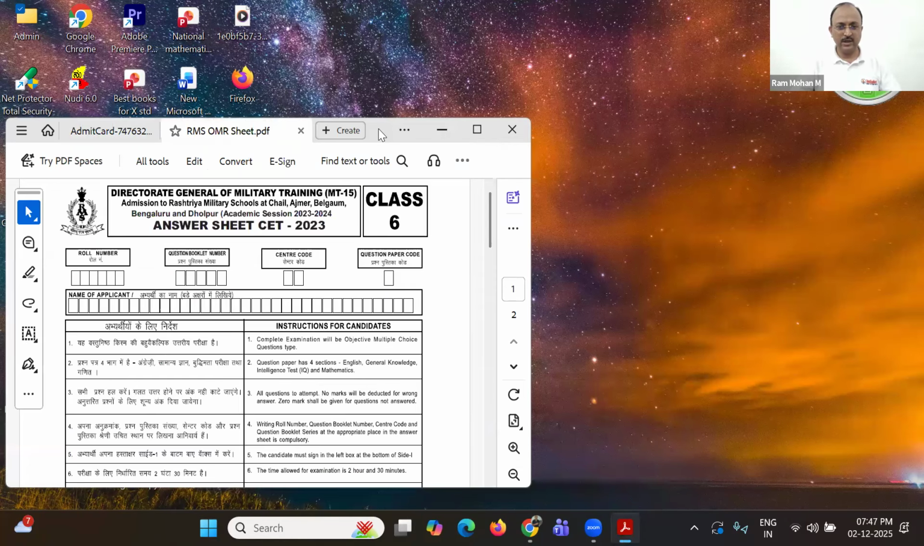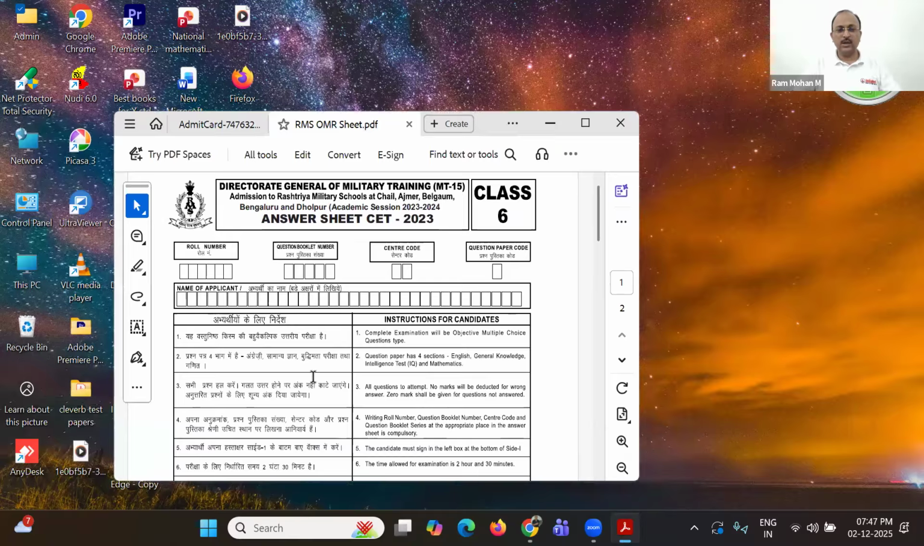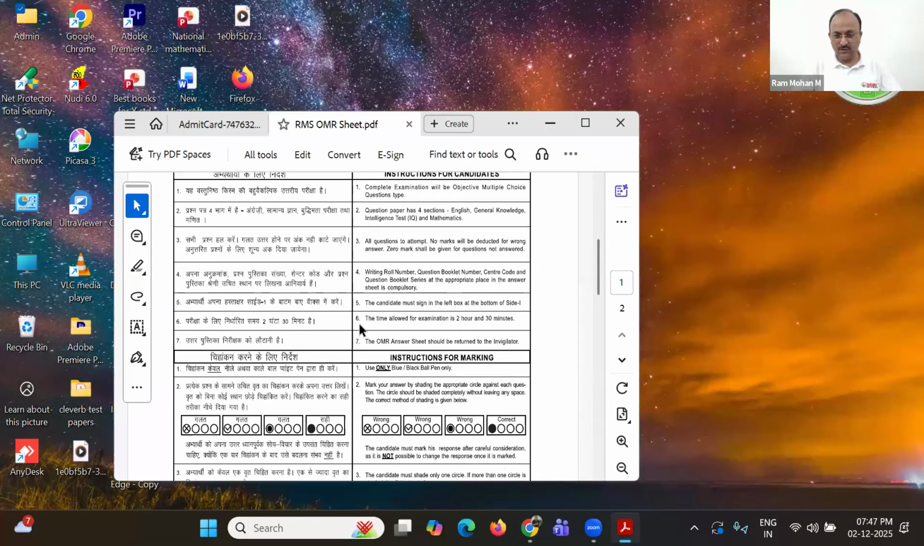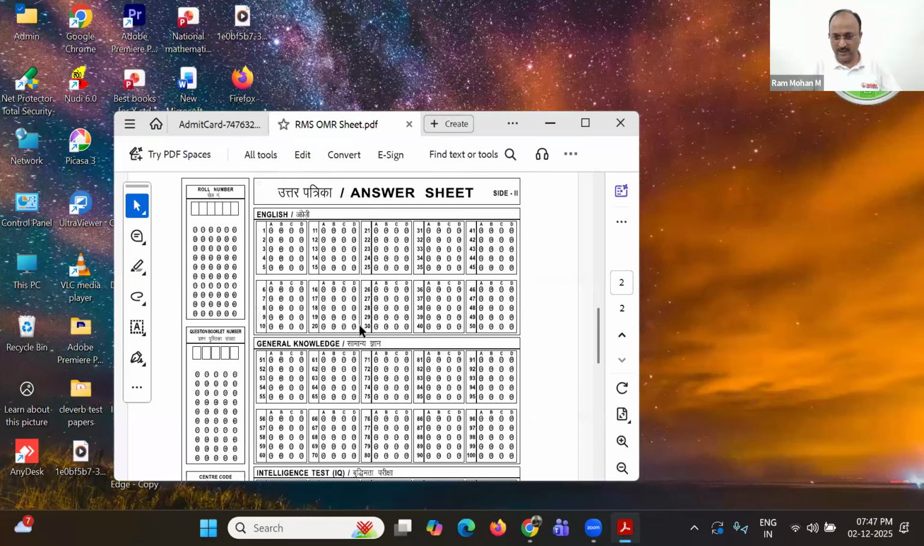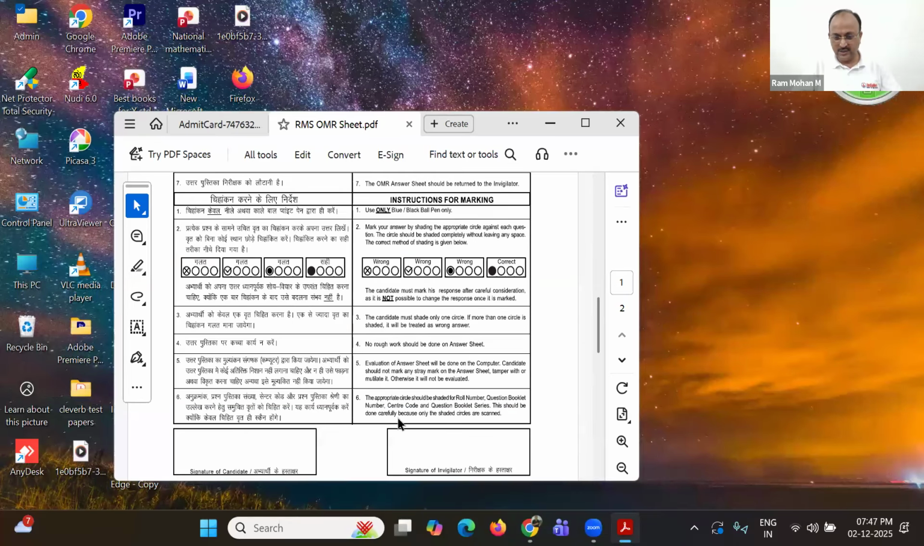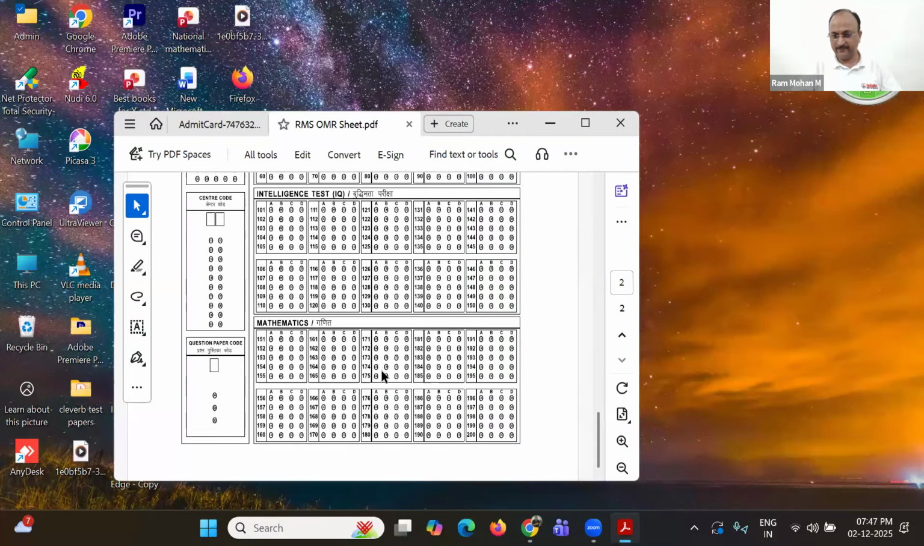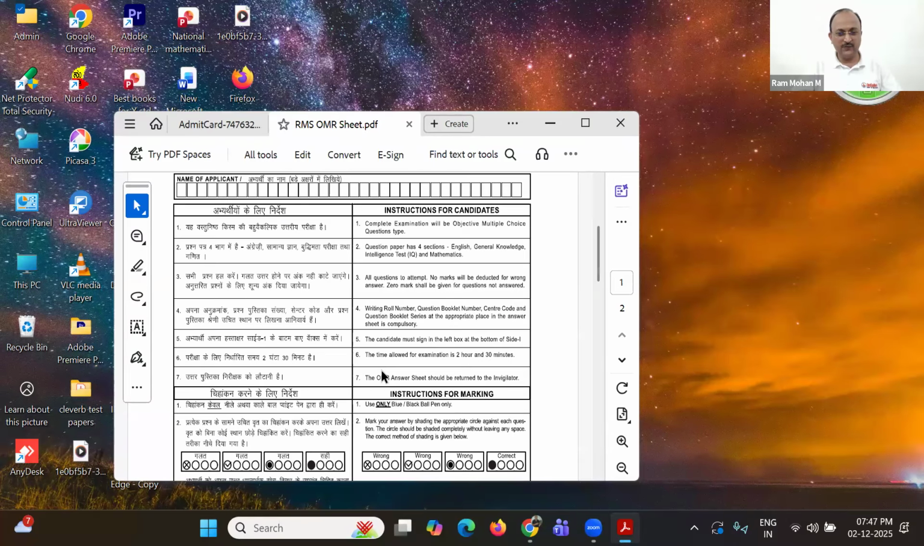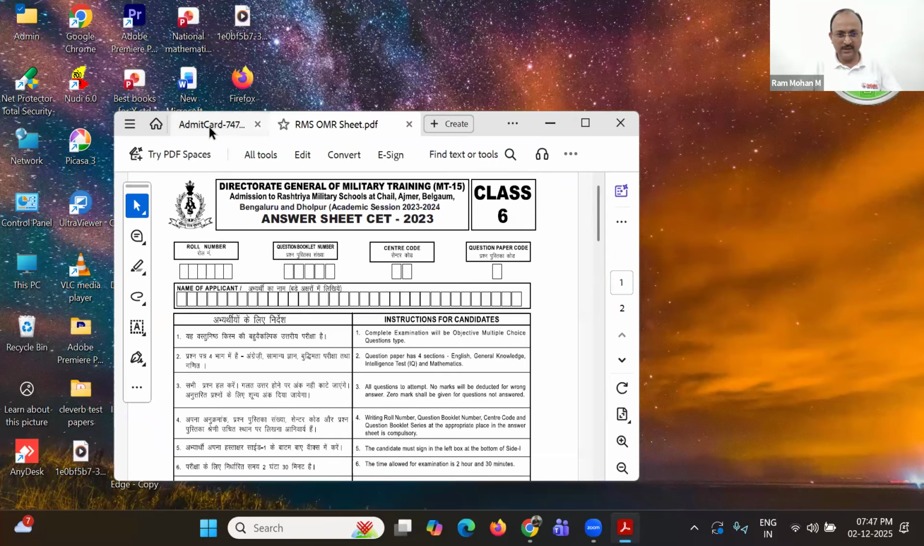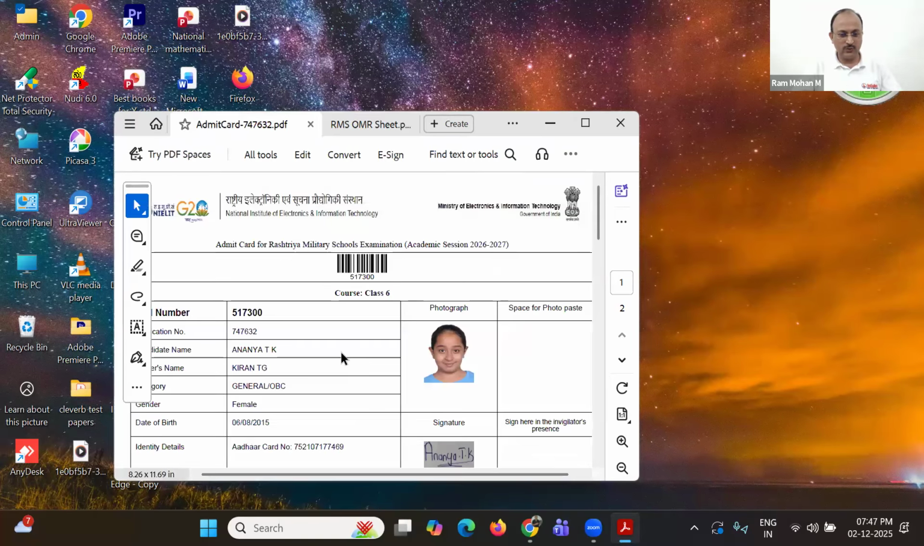Okay. You are seeing here, this is the OMR sheet. I will show you what you have to fill. This will be the first front page of your OMR sheet till here, till the signature. And then on the backside, you will be having the answer sheet like this. Okay. First, let us fill the front page by seeing the admit card of our student Ananya TK.